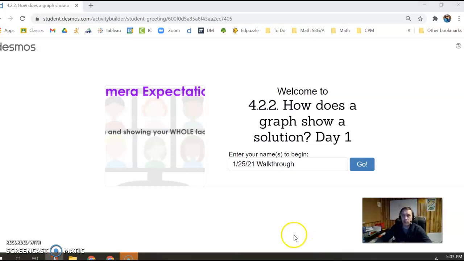This is our lesson from Monday 125-21. We're going to walk this through, so stick with me. Again, the idea is for you to do the Desmos at the same time and to pause it when you reach a certain place. All right?